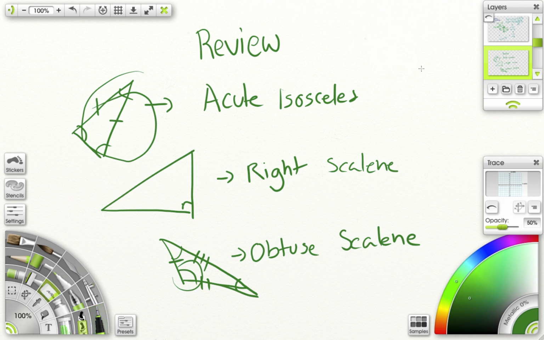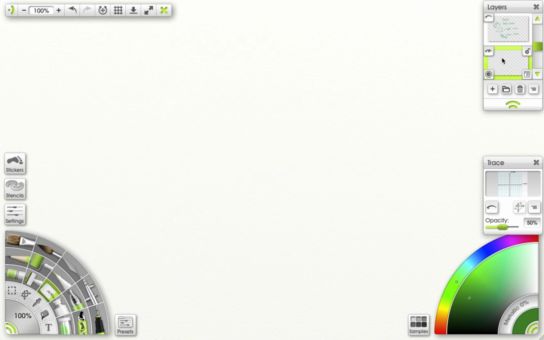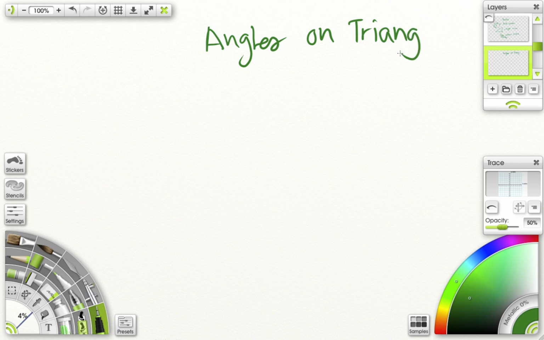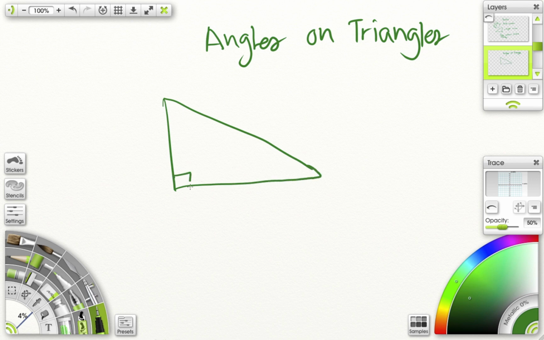So you guys went over the types of triangles. Now we are going to go into how to find angles on triangles. So angles on triangles. So here's the rules with angles on triangles. All three angles added up together.